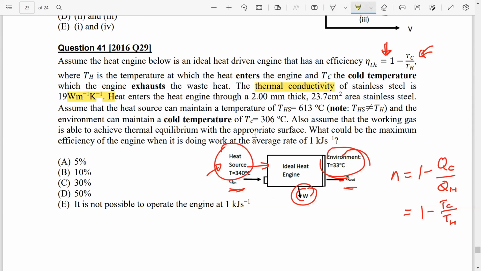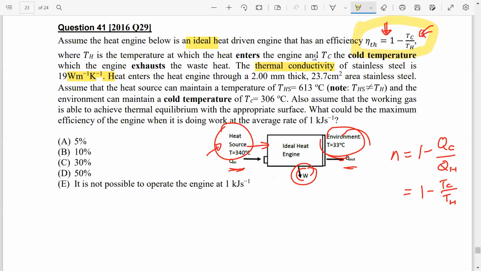So the question is, what could be the maximum efficiency at an average rate of 1 kilojoule per second, when the work is 1 kilojoule per second. Now, this formula here is actually what we consider as not just efficiency, but the ideal efficiency, because it's an ideal engine. So it's the maximum possible efficiency. Okay, so overall the question looks very complicated. But actually a lot of the data I think is not needed, if I'm not wrong.